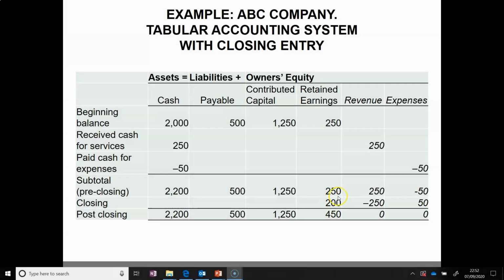that is retained earnings. So the only difference from this slide to the previous slide is that here we have a closing entry from the income statement to the balance sheet. That is, the net income from the income statement is closed to the retained earnings, and hence we see the closing balance of retained earnings change from 250 to 450.